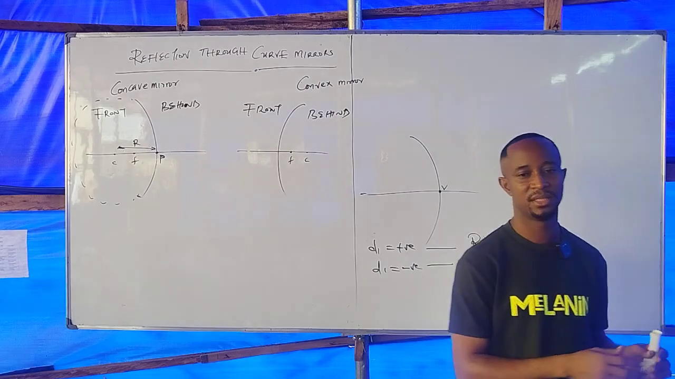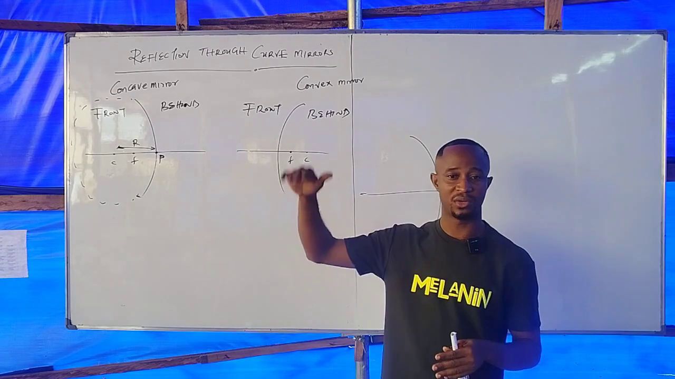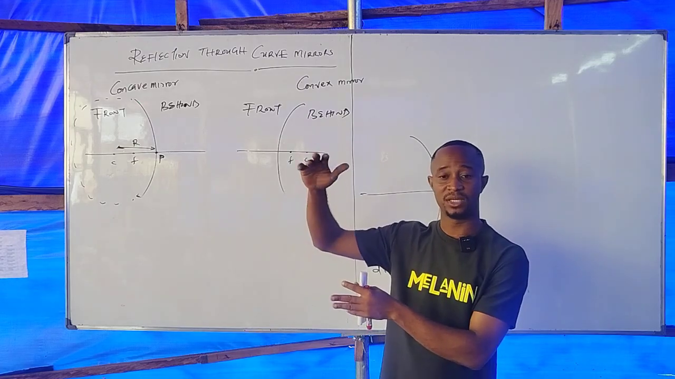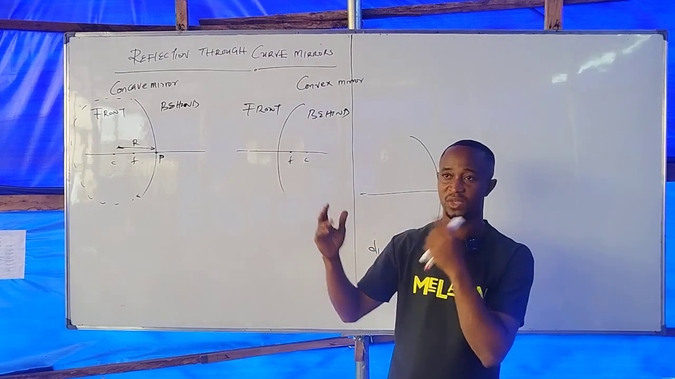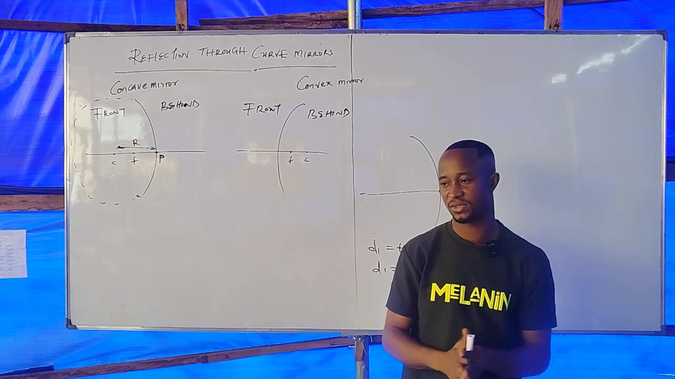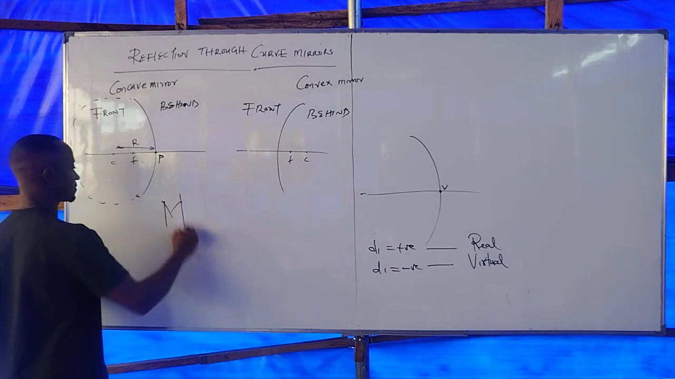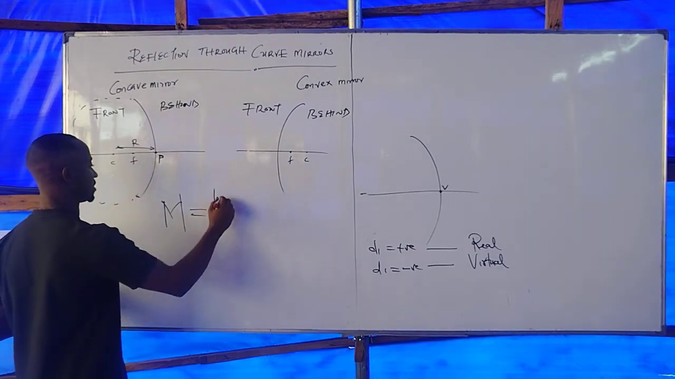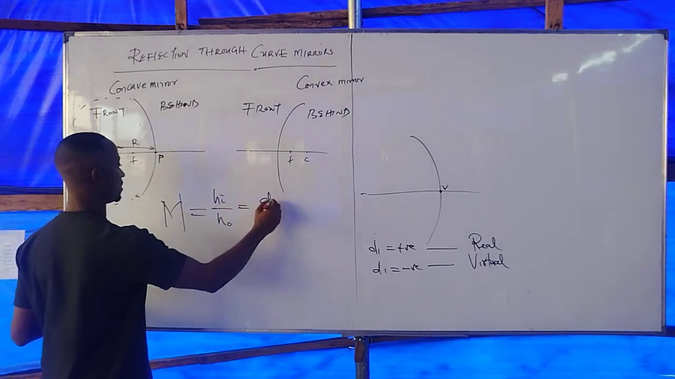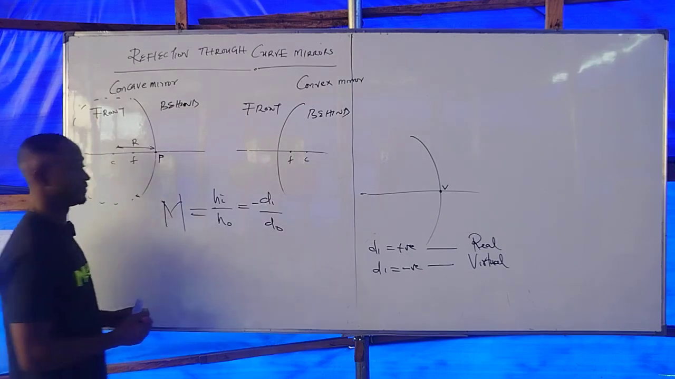When you place the object, it is the object that produces the image. So the image can either reduce or enlarge. The comparison between the image height, whether reduced or enlarged, and that of the object is called magnification. The formula is M equals HI divided by HO, which is also equal to DI over DO. In fact, minus DI over DO.